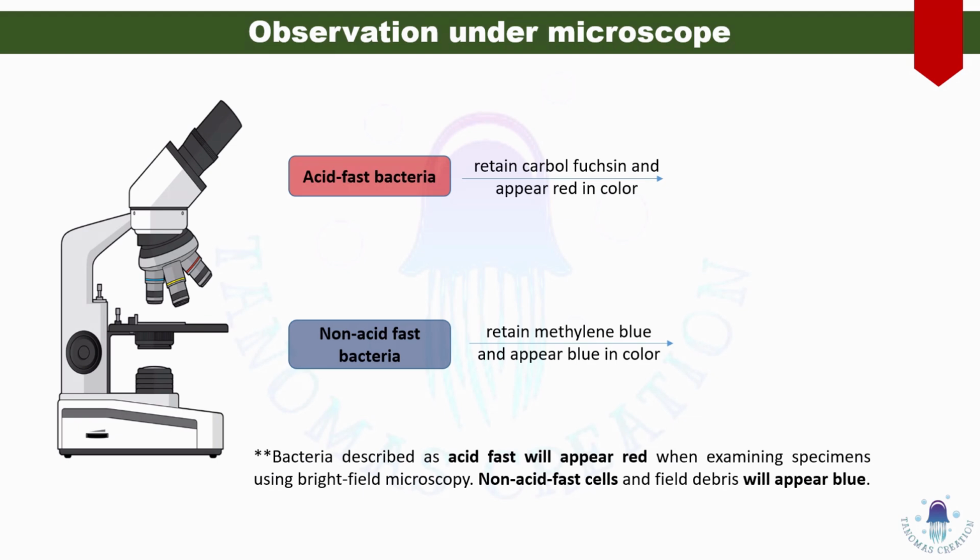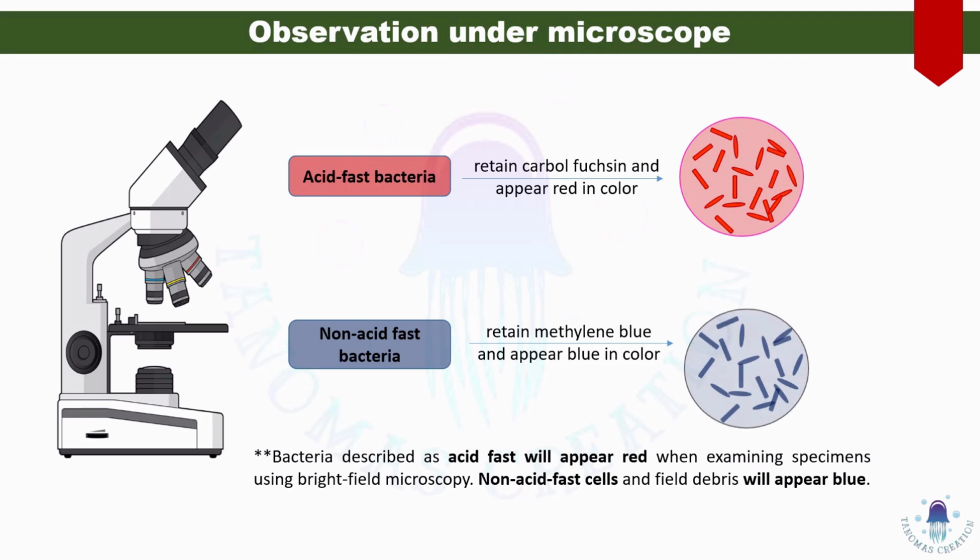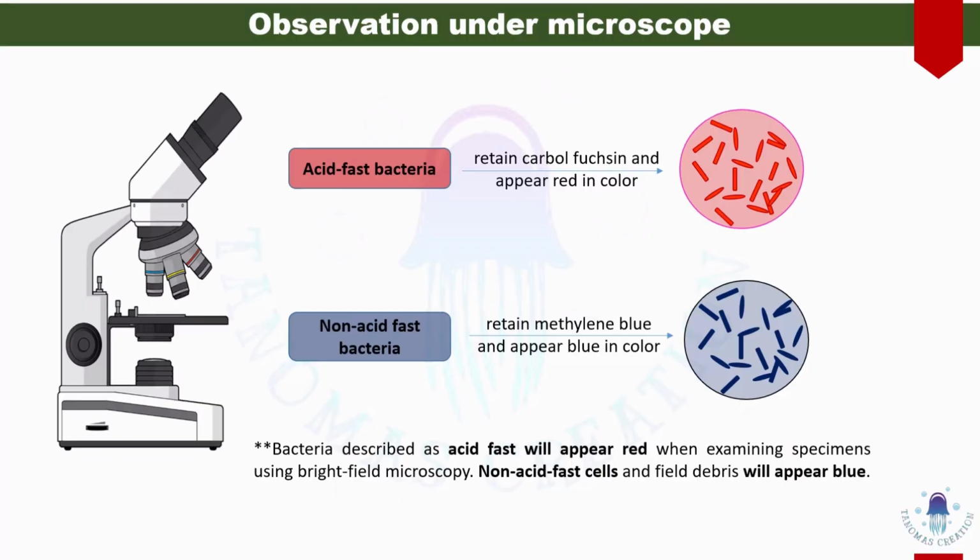So in the observation under the microscope, the acid-fast bacteria will retain the carbol fuchsin and appear red in color, somewhat like this. And the non-acid-fast bacteria will retain the methylene blue and appear blue in color as shown in this picture.